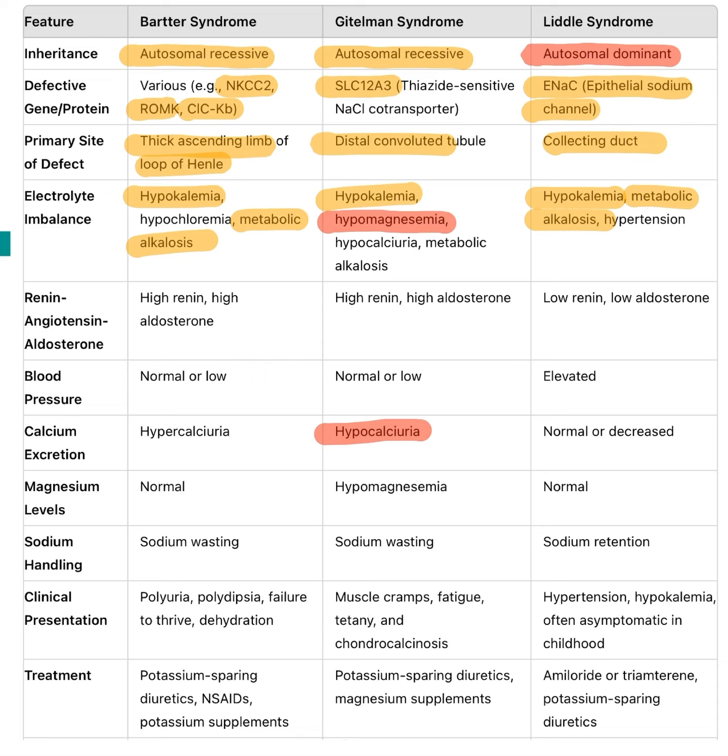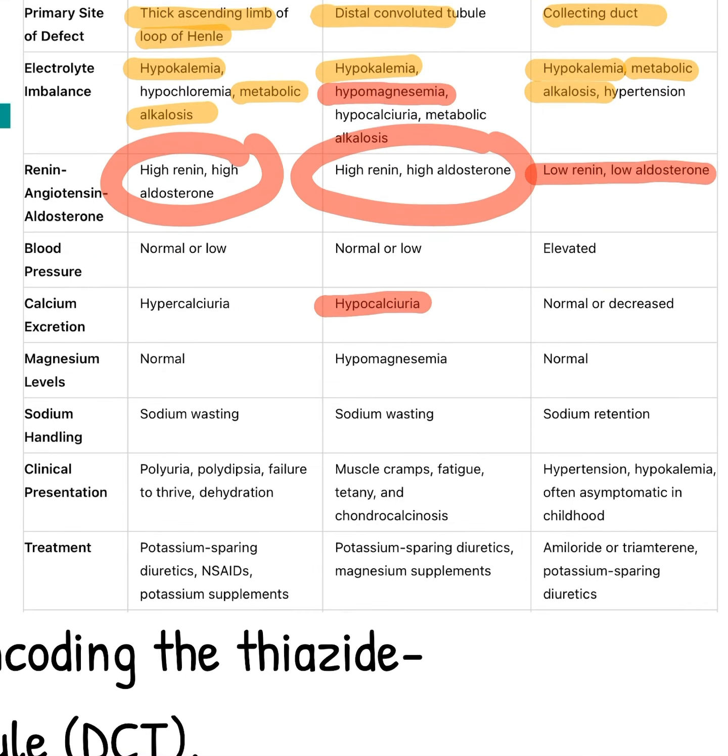Renin, angiotensin, aldosterone levels, guys. You have to remember that because in Liddle syndrome the ENaC channels are activated more and more. That is a gain of function mutation. That's why there will be negative feedback, and we see low renin and low aldosterone. In other cases, it's not like that. We are losing electrolytes and water. That's why there will be high renin and high aldosterone in both Bartter syndrome as well as Gitelman syndrome.